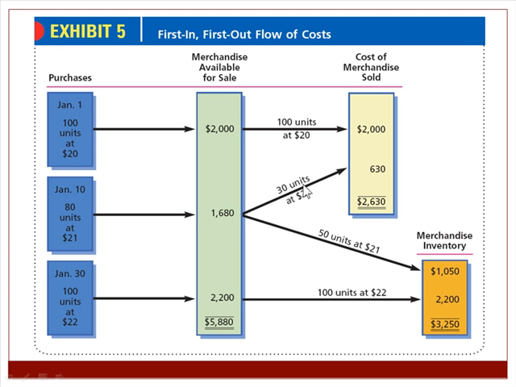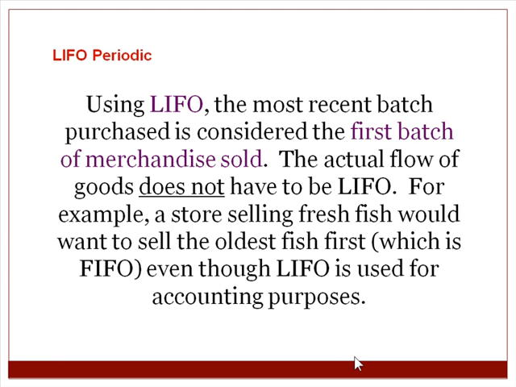Here's a flow. This is a nice graph if you need a visual that shows you how things flow. It's different numbers, but it's an exhibit from your book. Under LIFO, LIFO assumes the most recent batch purchase is considered the first batch of merchandise sold. Last in, first out. So you're talking periodic system. At the very end, you look back and you see what you're doing.